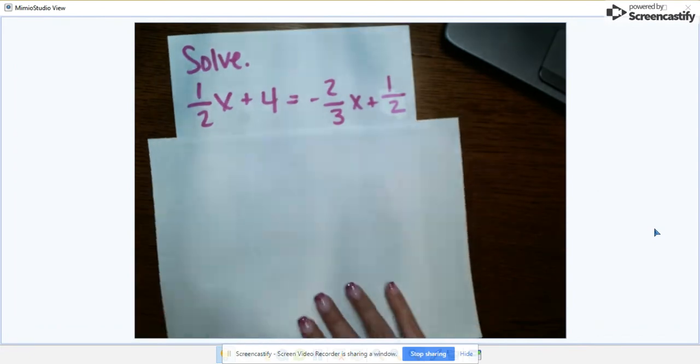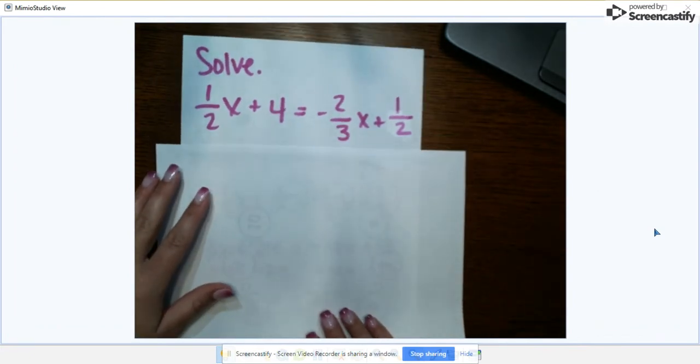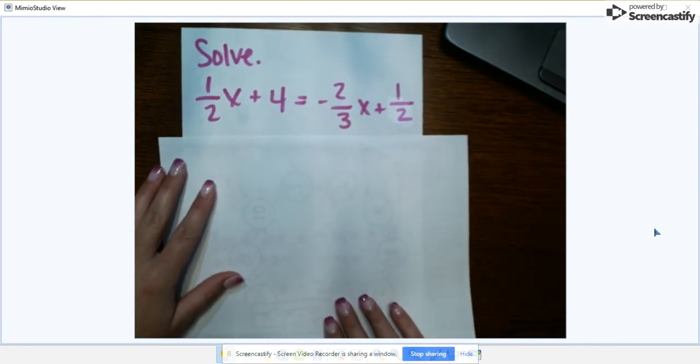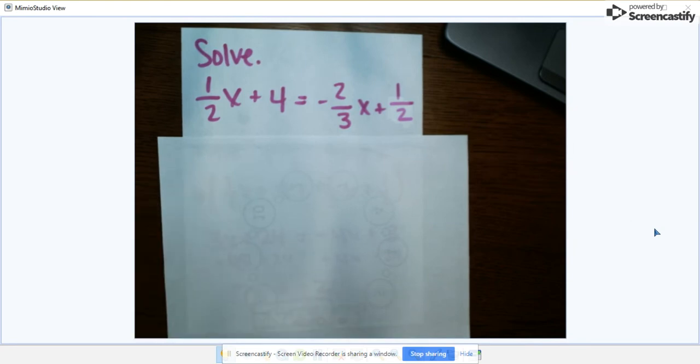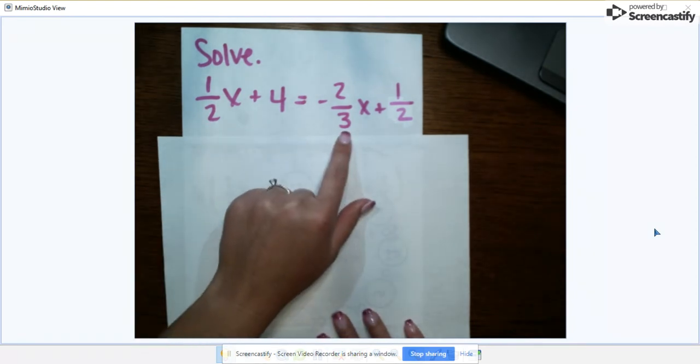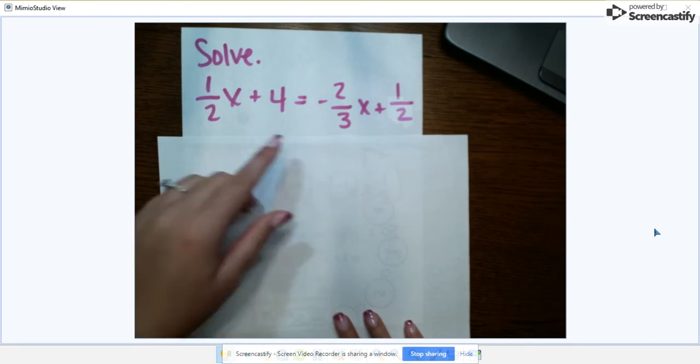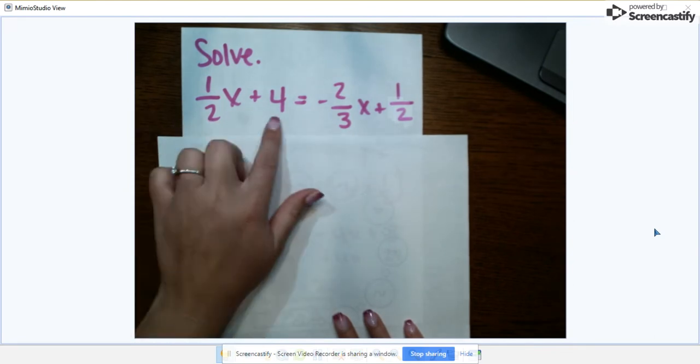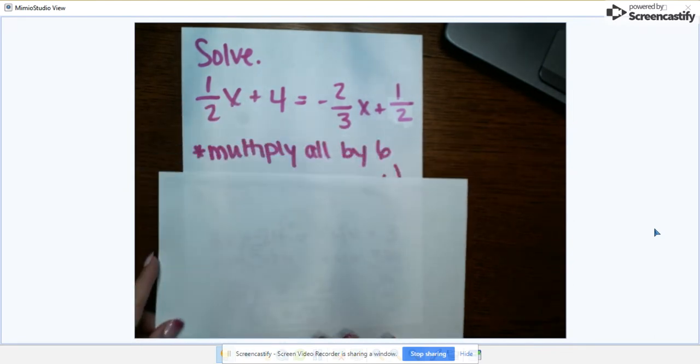Okay, here is one, variables on both sides, but this time it has fractions. So ideally we don't want to deal with fractions. It's a lot easier to work with integers. So we're going to get rid of these fractions by multiplying by the least common denominator. So we have denominators of 2 and 3, and the least common multiple of 2 and 3 would be 6. So we're going to multiply every single term by 6.